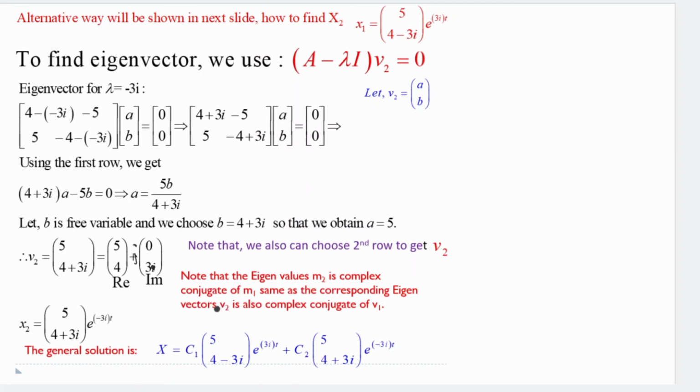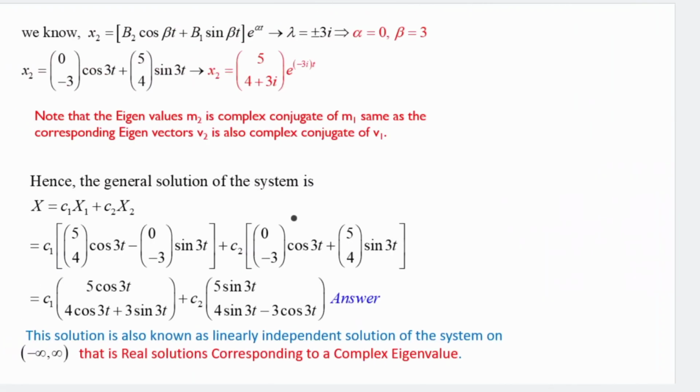But when the question asks you to solve it or find the general solution, in this case we can use it. But when the question asks to find the real solution for the given system, then in that case we have to write our solution in this form.